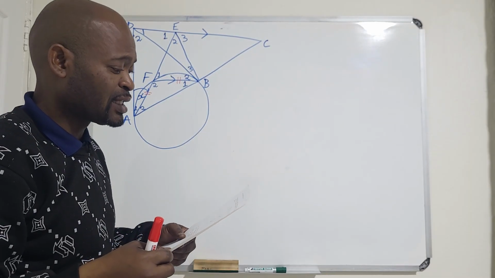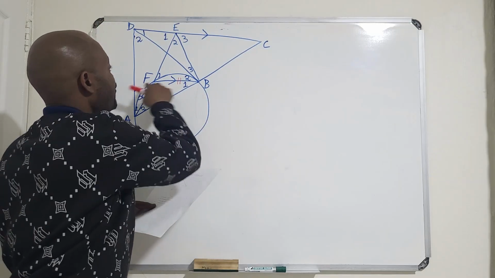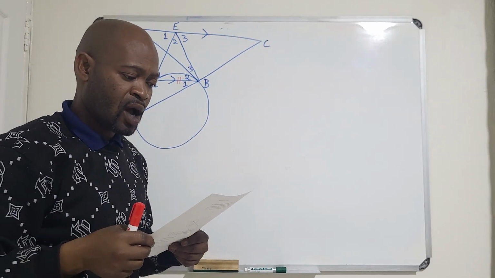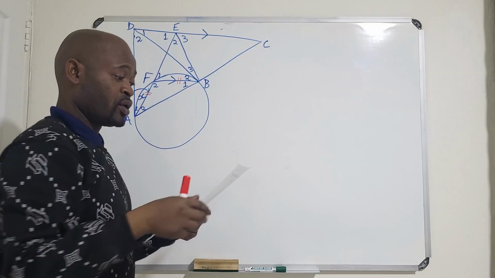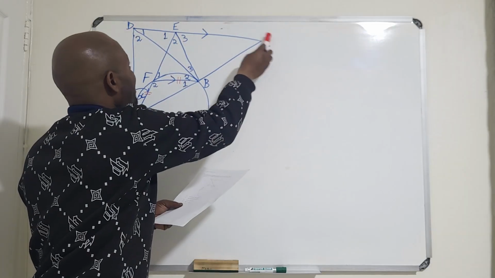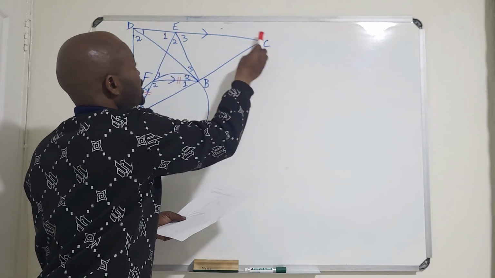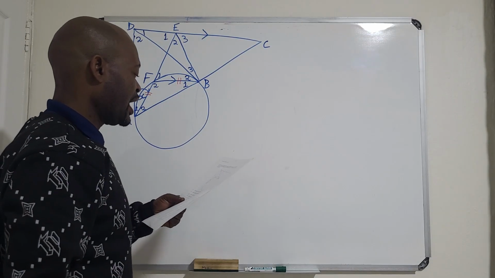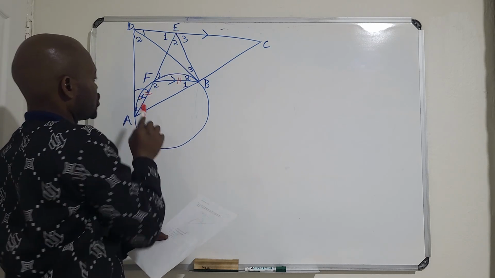AB produced cuts the line through D parallel to FB at C. So it is produced at C. Now, AF is produced as well. You can see AF produced meets DC at E. We are also told that angle DAE, this angle there, is equal to X.